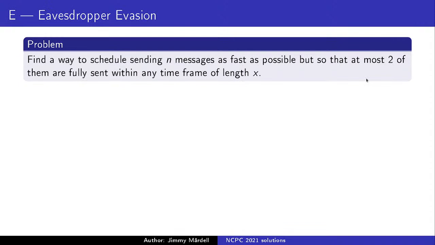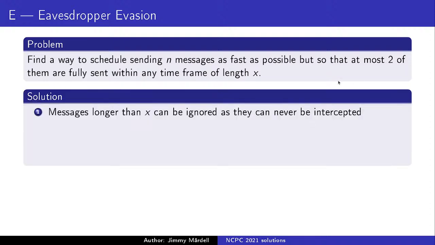Moving on to the second last problem, Eavesdropper Evasion. Here we had a bunch of messages. We wanted to send them as fast as possible, and they were different lengths, but we wanted at most 2 of them to be fully sent within any time frame of length x. So no matter where you put a little window of length x time steps, there were allowed to be at most 2 messages completely contained in that window.